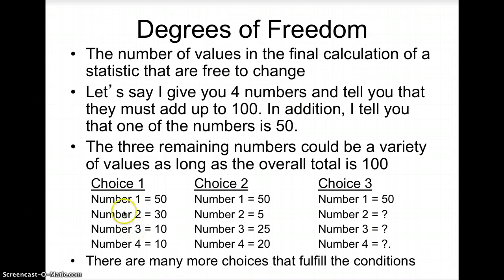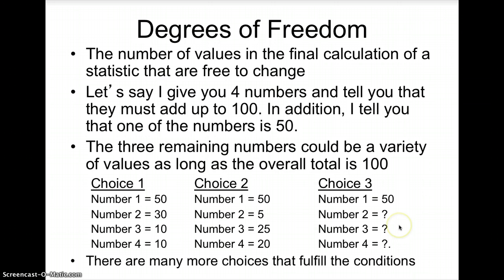Like choice number 1, we have the number 50. Number 2 is 30, number 3 is 10, number 4 is 10. If you add these all up, you get 100. A second way to go, you have to keep this number at 50. You can change these numbers and still get 100. You could continue with all these choices. Those are the degrees of freedom.